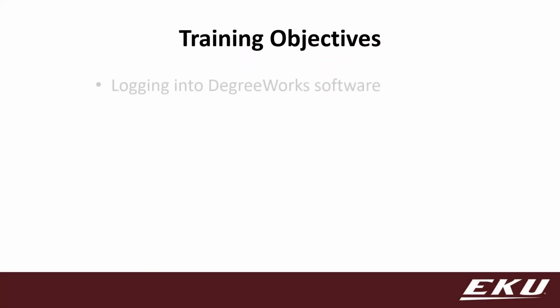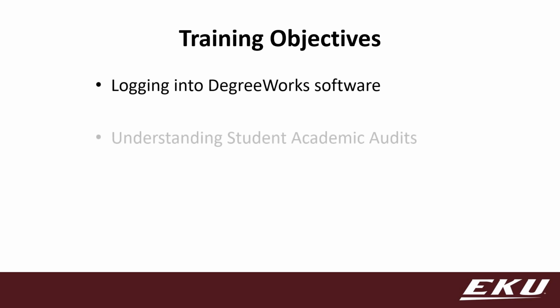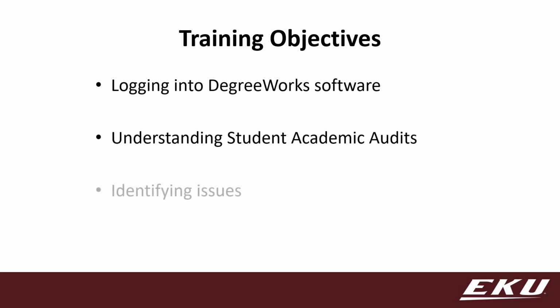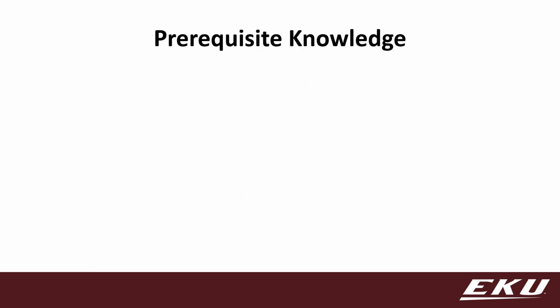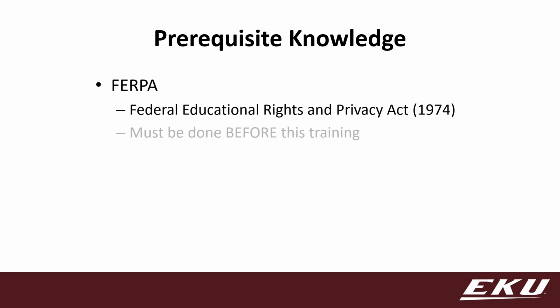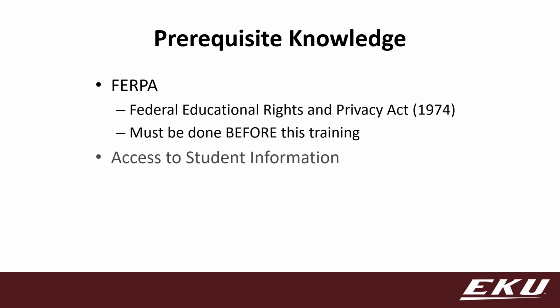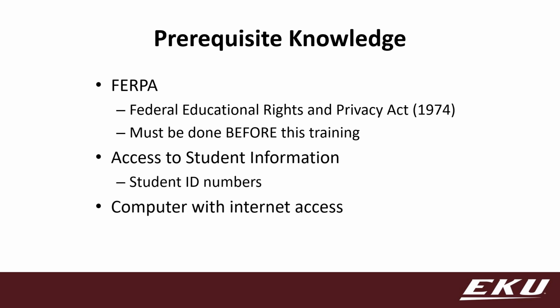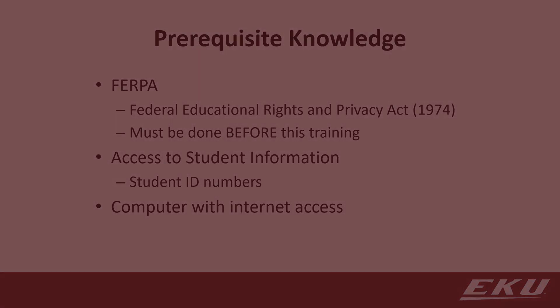The objectives for this training include logging into DegreeWorks, understanding student audits, and identifying any issues. In order to attend this training, you need to complete FERPA. You need to have access to student information, specifically student ID numbers, and a computer with internet access. Let's get started.